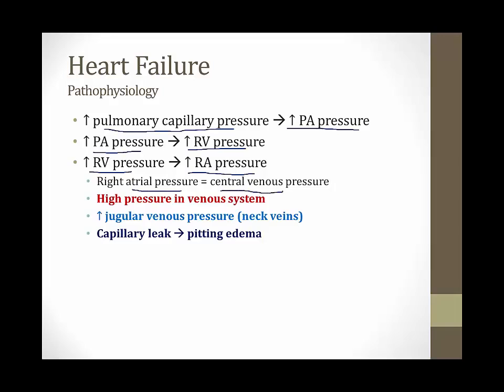So what this means is that a failing left ventricle, via a domino effect of raising the pressures in all the chambers that come before the left ventricle, can lead to high pressure in the venous system. This can lead to elevated jugular venous pressure in the neck veins, which is one of the hallmark signs of heart failure. We'll talk about that in a minute. It can also lead to capillary leak in the veins of the body, and that can lead to lower extremity pitting edema, another classic sign of heart failure that we'll talk more about in a minute.